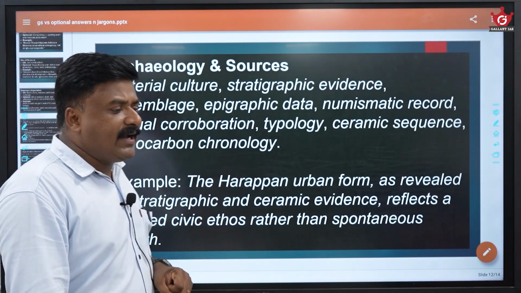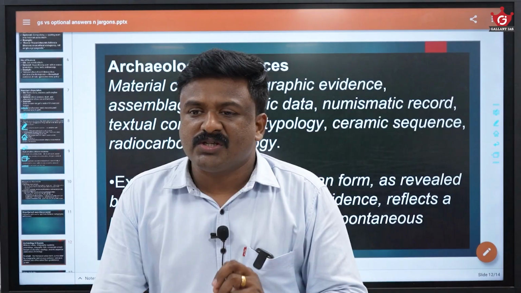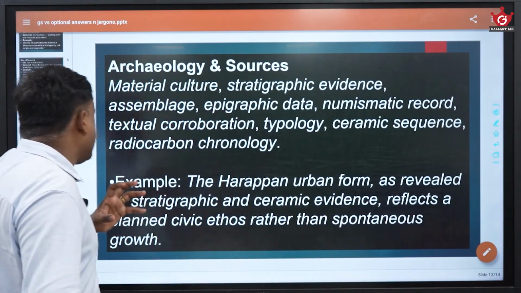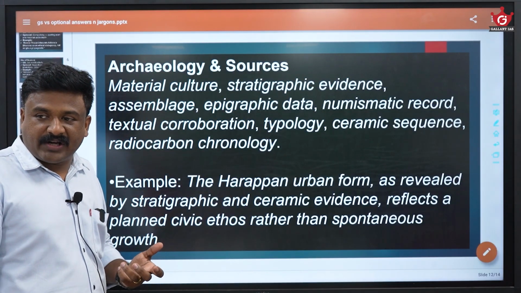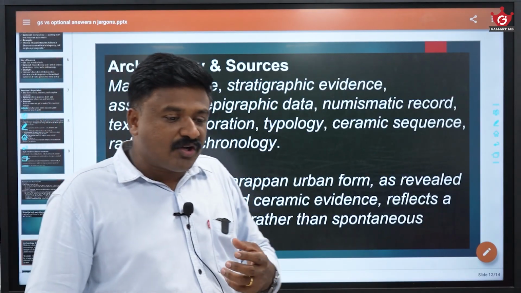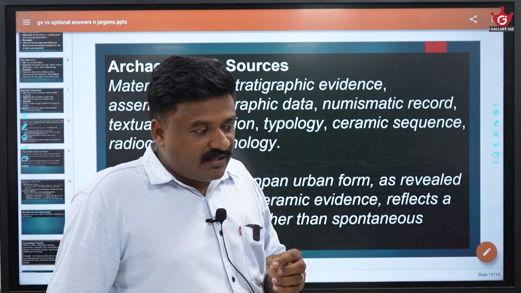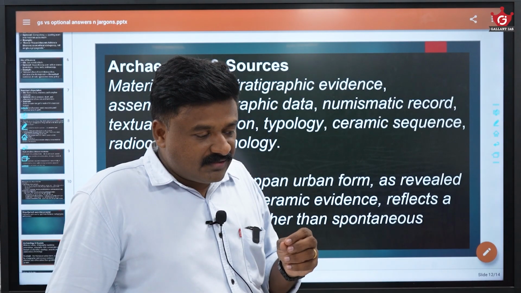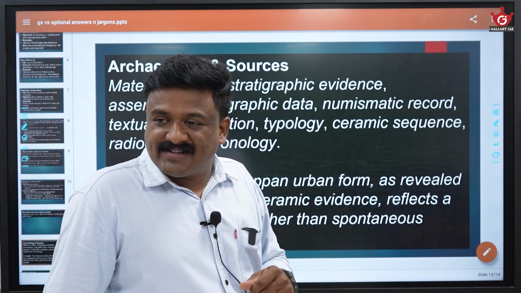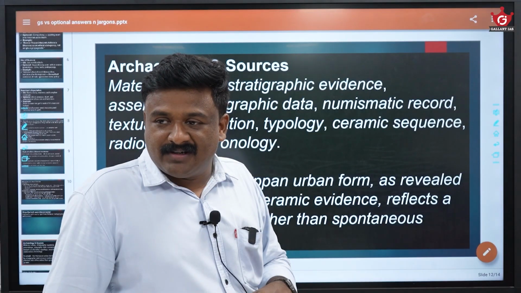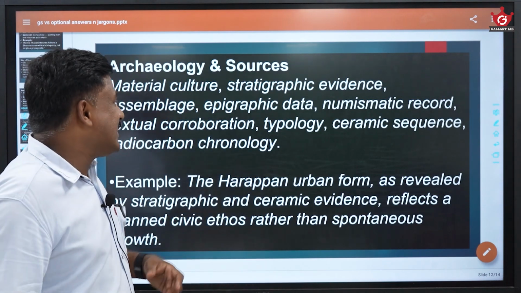Then the next important thing: in history optional there are lots of jargons you are supposed to use. Jargons are nothing but some keywords which you have to bring into your answer, which will fetch you good marks in your optional. Don't write the common words everybody uses, every time. For example, people say "basically." Instead of that, you can use "fundamentally," "essentially." Some keywords that will impress the examiner.